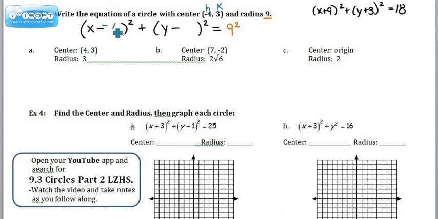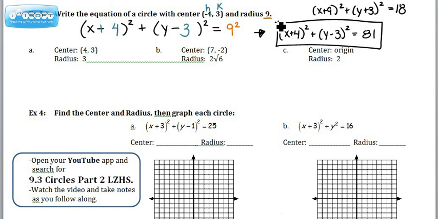So minus a negative, remember minus a negative will actually make this addition. And then -3. All that's left to do is to simplify our radius to get an x plus 4 quantity squared plus y minus 3 quantity squared equals 81.